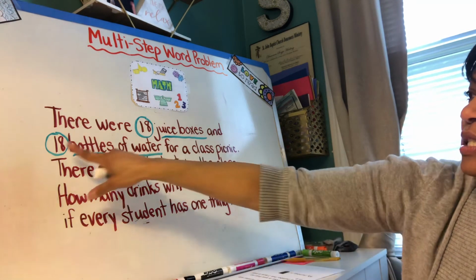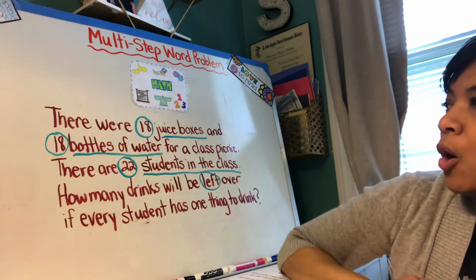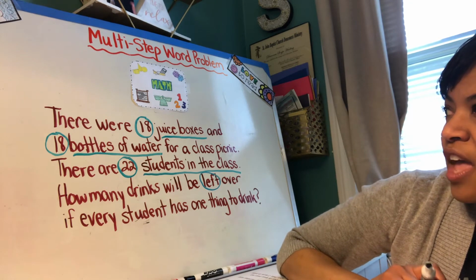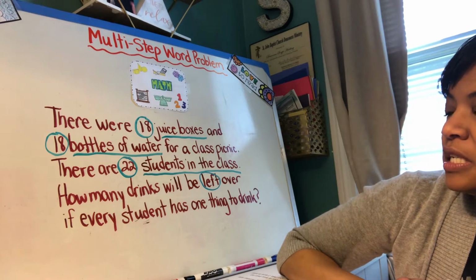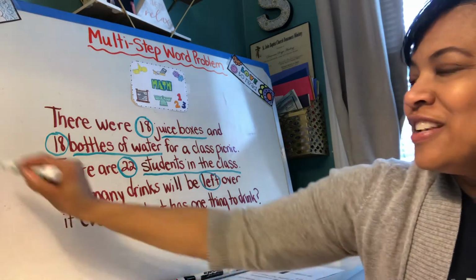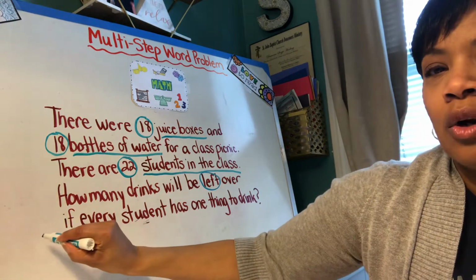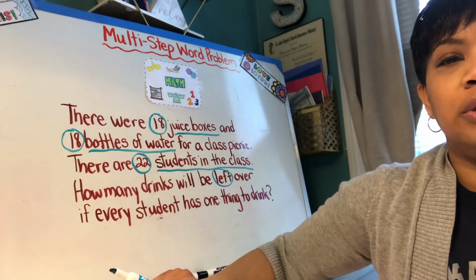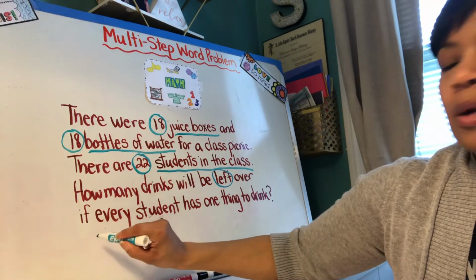18 juice boxes, 18 bottles of water. How much liquid is that? How much do they have to drink? We're going to take 18 and 18 and we're going to add them together. Very good. So I'll do it right here. Hopefully you guys can see. Let me just adjust a little bit. Okay. Yep, you can see that.